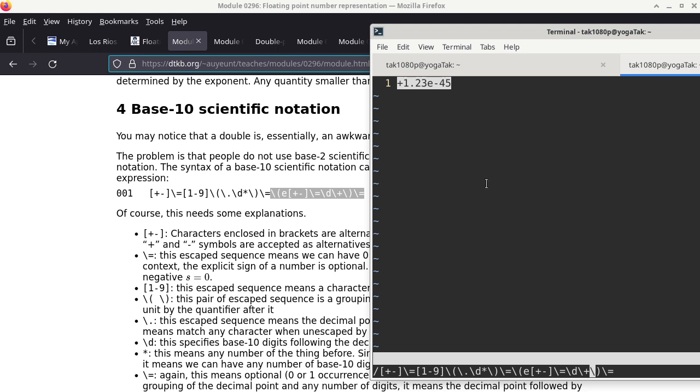Say that one more time. Would this regular expression accept 200 points? Nope, that would not be okay. So let's try that. 200 point is not okay because we are only allowed to have one single digit on the left hand side of the decimal point.